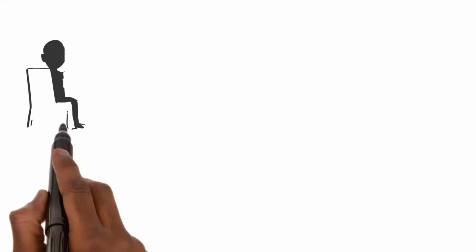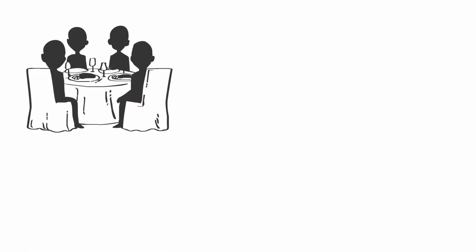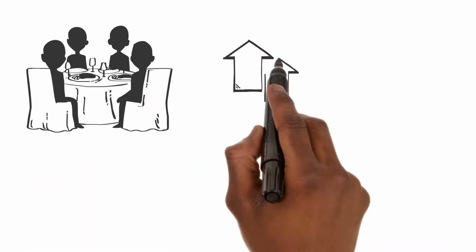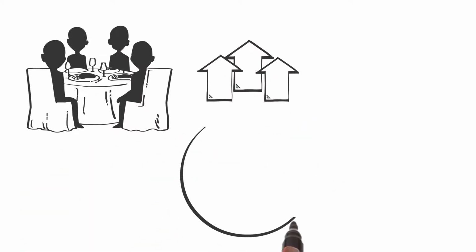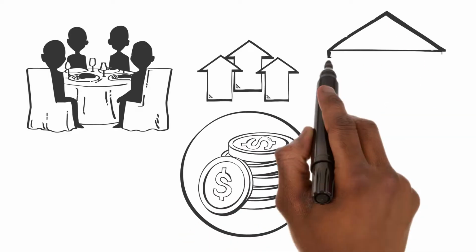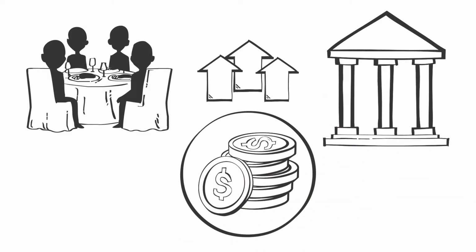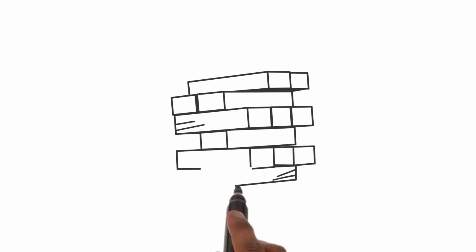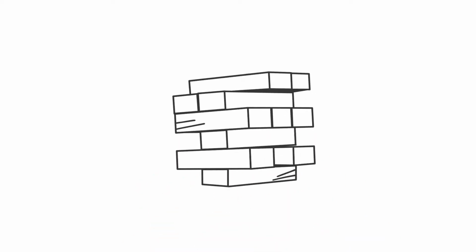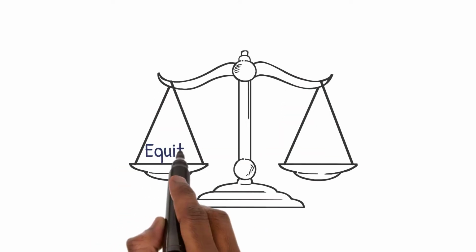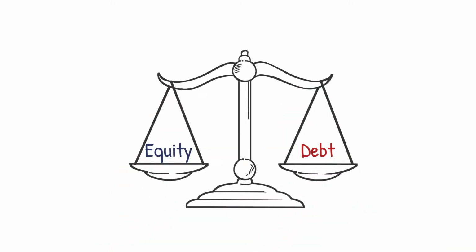And when you need funds for your business, your loyal shareholders may come to your rescue by contributing to equity capital. Or you can borrow from other sources like banks to fuel your growth. So, building a strong capital structure is like assembling building blocks. You aim for a balanced mix of equity and debt to ensure your business stands tall and steady.